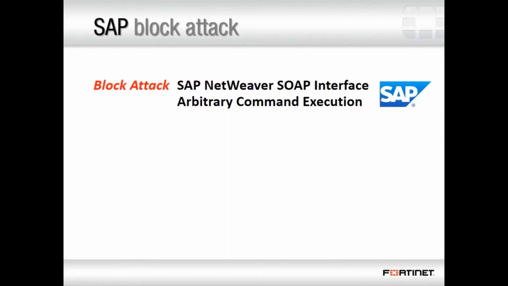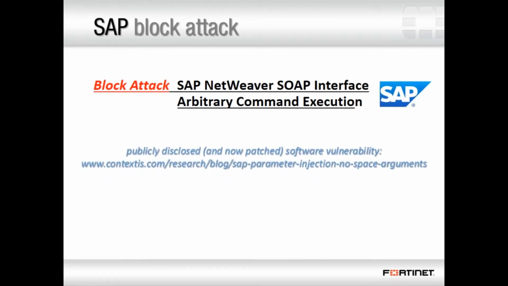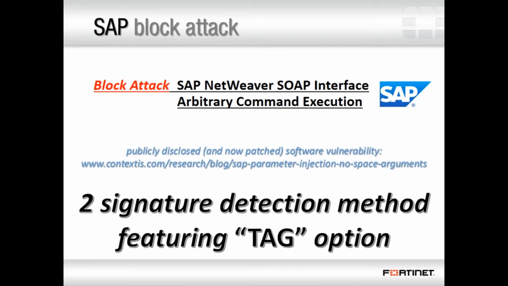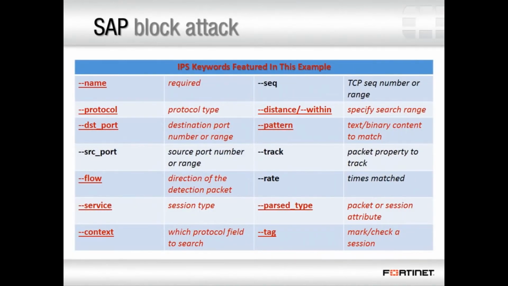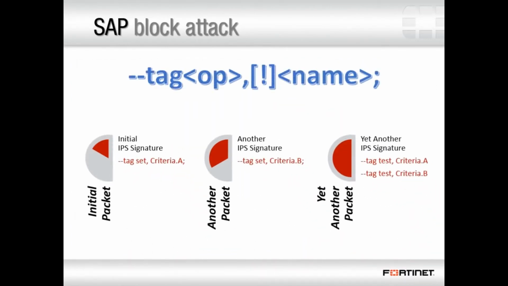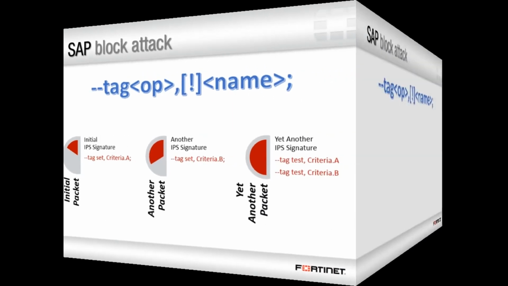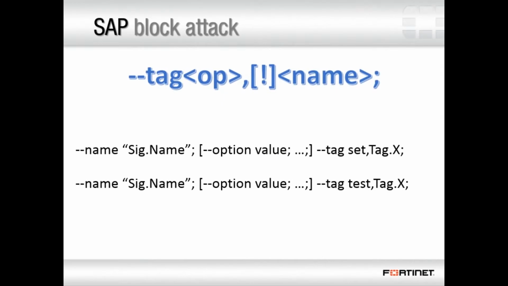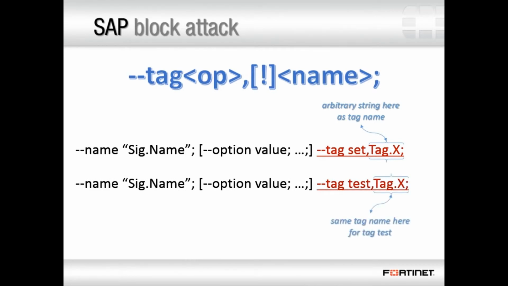Our last example considers a publicly disclosed SAP NetWeaver software vulnerability. We will use not one but two signatures in this case. The tag option allows you to define criteria that span multiple packets. Here's the general format. Use tag set to mark a session with a named tag, and tag test to check if a tag has been set.